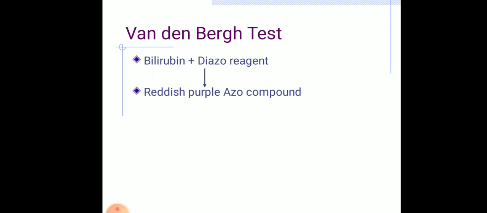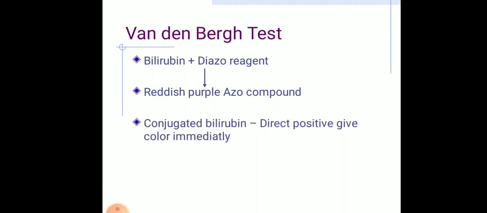In the case of conjugated bilirubin, it will give a direct positive result, or direct reddish purple color, with this diazo reagent. But unconjugated bilirubin will give this colored compound only after adding alcohol. So, unconjugated bilirubin will be indirect positive because we are adding alcohol. After that only we will get this colored product. So, we say unconjugated bilirubin is indirect positive and conjugated bilirubin is direct positive with the Van den Bergh test. Okay.